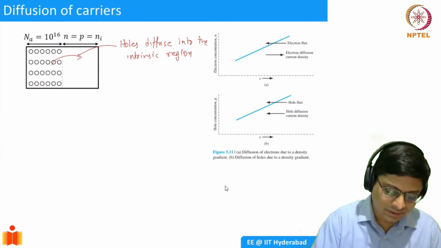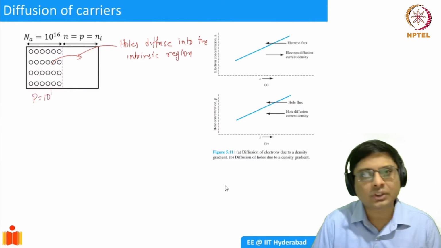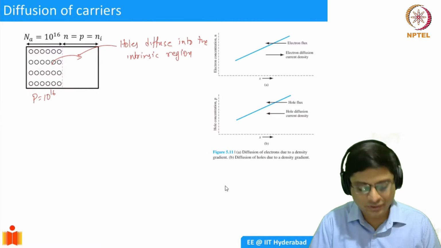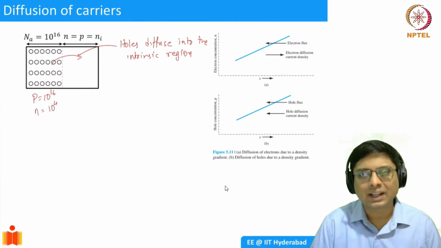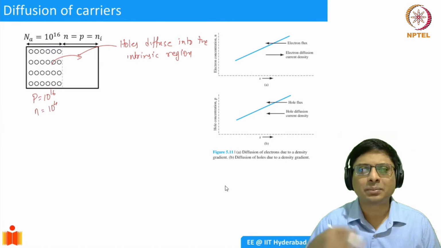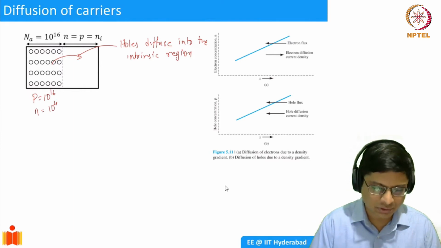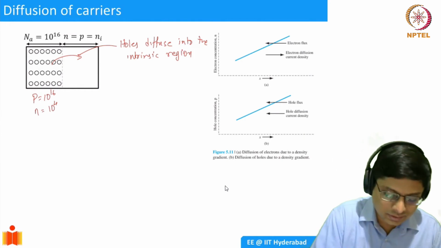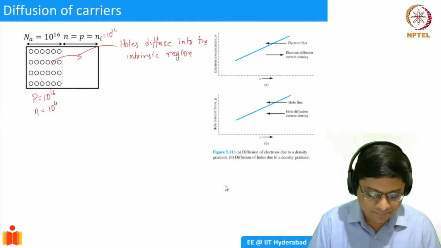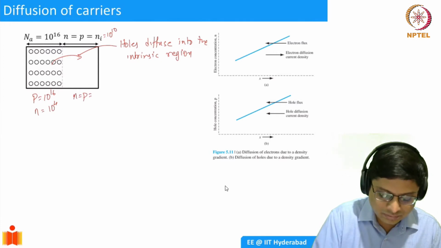The reason is, remember, what is the concentration of holes here? The concentration of holes is simply Na, 10 power 16. What is the concentration of electrons? The concentration of electrons is n, which is going to be ni squared over Na. I'll take ni as 10 power 10, not the exact 1.5 times 10 power 10. So 10 power 10 squared is 10 power 20, divided by Na, 10 power 16, so 10 power 4 approximately. What will be in this region? Here n will be equal to p, equal to 10 power 10.